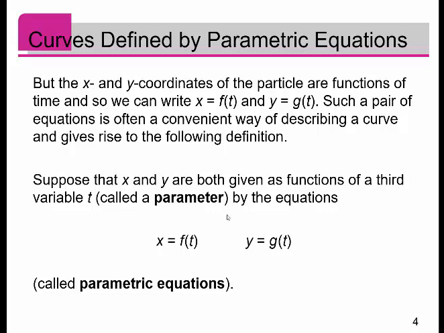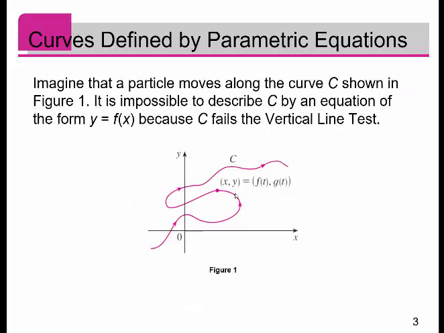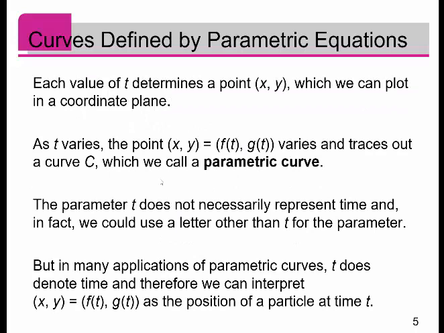So if your original variables x and y can be defined by a third variable, it won't always have to be t. We just pick t and say time because that's convenient. It's called a parametric equation. Each value of t determines the point x, y. Like if I go back here, at t equals 1, we're here. At t equals 3, we're here, and so on. We can plot them in the coordinate plane. As t varies, the point x, y, given by f of t and g of t, varies and traces out a curve C. This is called a parametric curve.